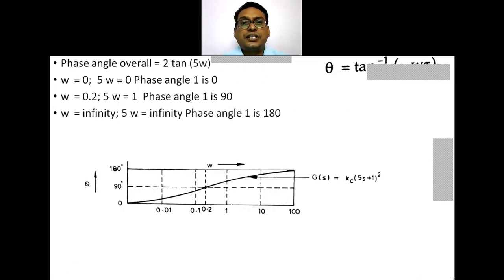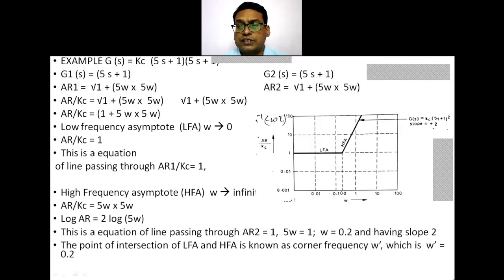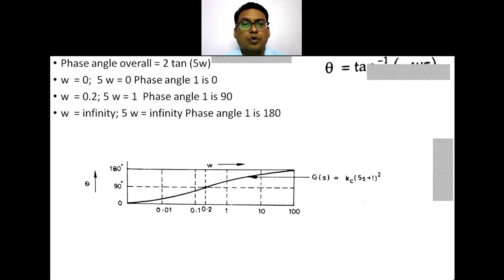The next is the phase angle. So phase angle is our theta, which is tan inverse of omega tau, so tan inverse of 5 omega. So omega equal to 0, omega equal to 0.2 as the corner frequency is 0.2, and the third is omega equal to infinity. Calculating the phase angle, that comes as 0, 90 and 180.